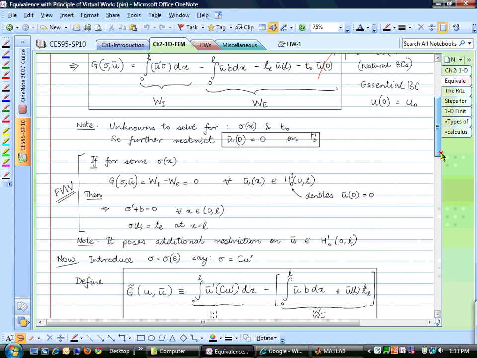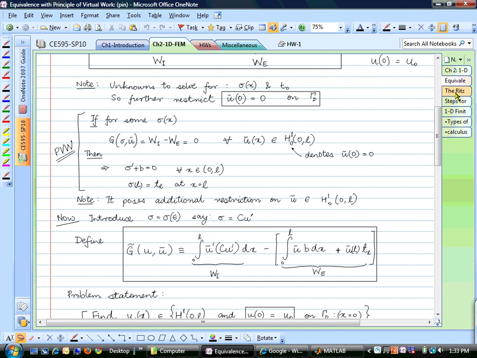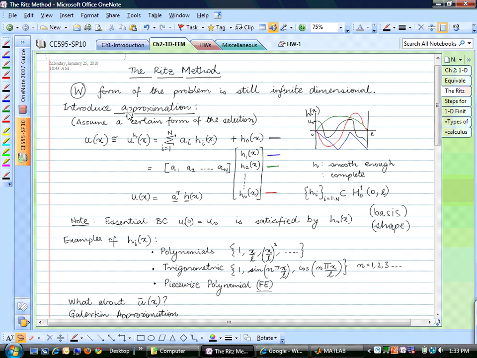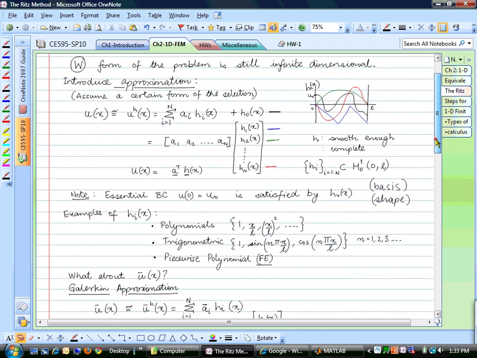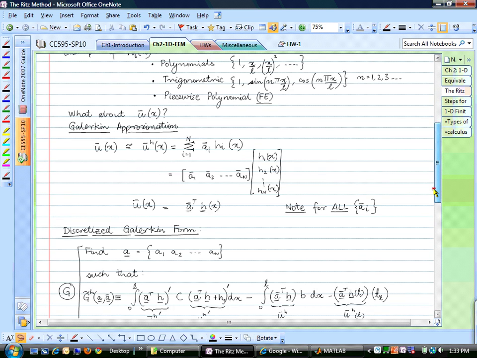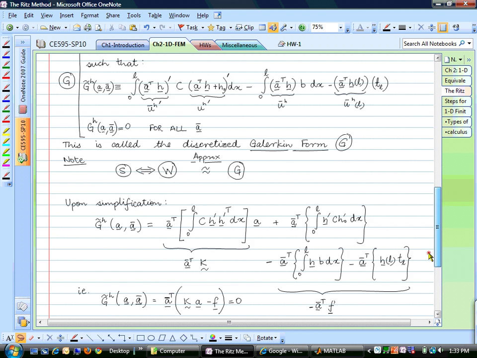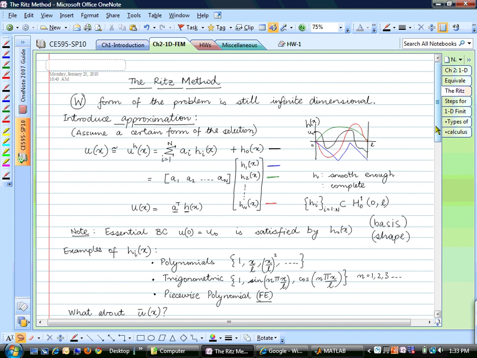So the third step was to try to approximate your solution. We said we will introduce an approximation. The real displacement is u(x), and the approximate displacement is also a function of x, but it is going to be a linear combination of some functions. And we said that these functions have to be of a certain type. So we talked about, let's see, where was that? Square integrability and all that.